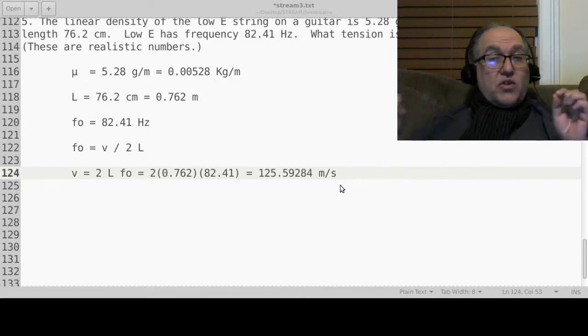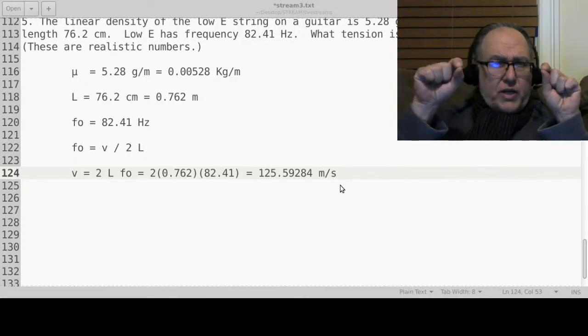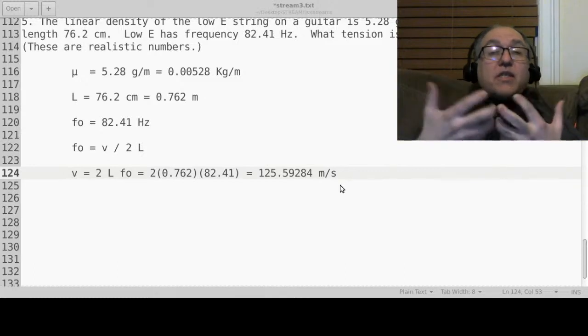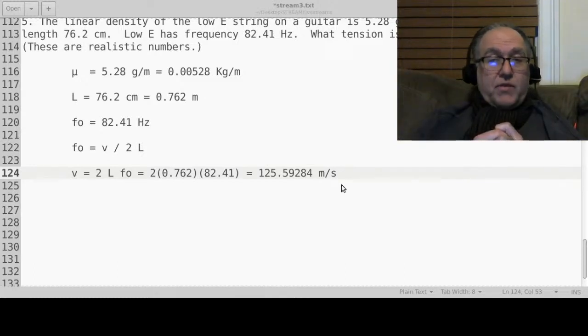Okay, so even though these are standing waves, because you're holding the string down at both ends, there still is a velocity associated with those waves on the string. Okay, and it turns out to be about 125 meters per second. Now that you have that velocity, you go, well, what can I do with that?